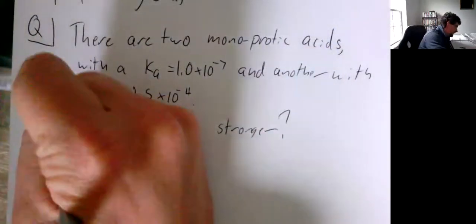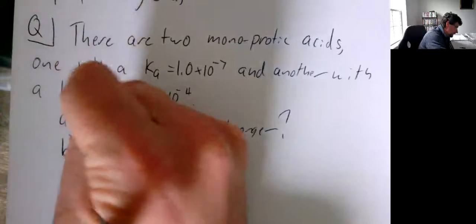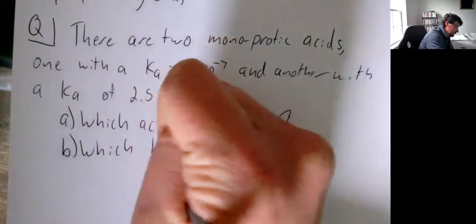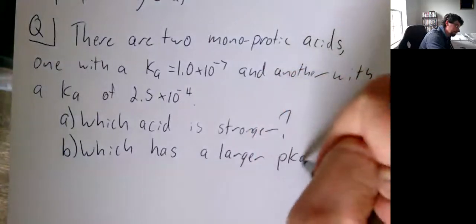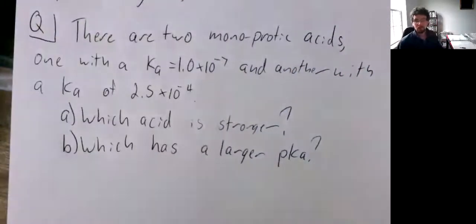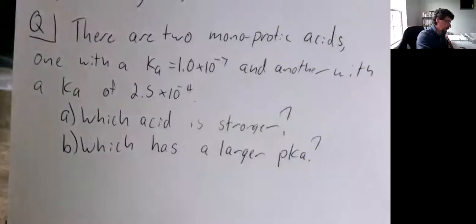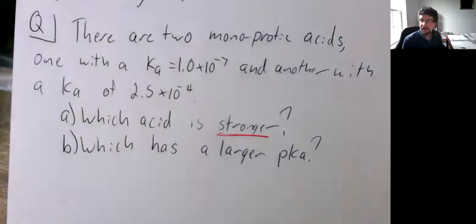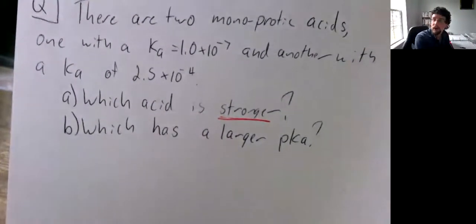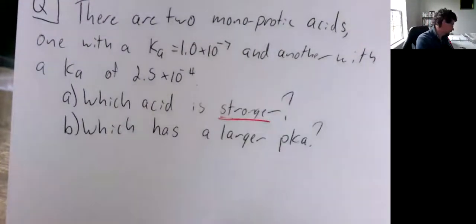And question B, which has a larger pKa? So ask those two questions. So first thing that we want to answer is which is stronger, and what is meant by acid strength? Acid strength is talking about the ability to dissociate.